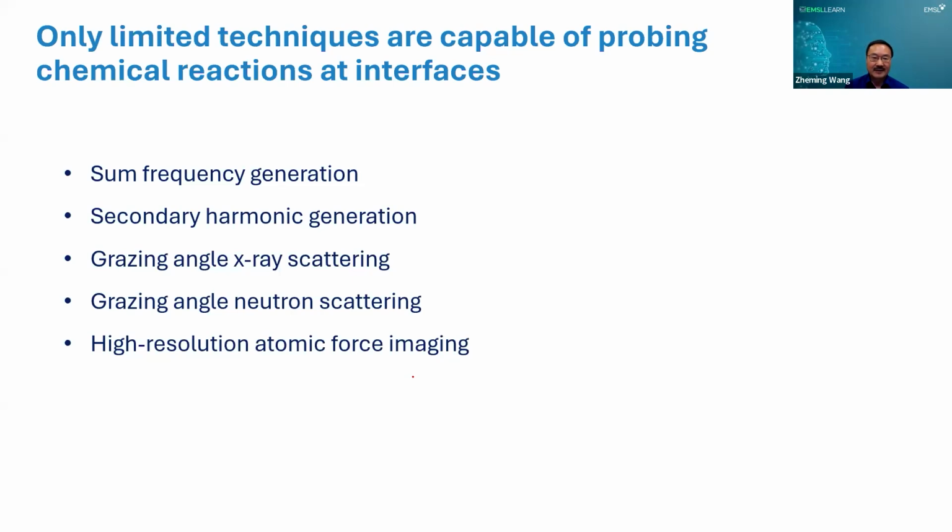That's where sum frequency generation and second harmonic generation, which is a special case of sum frequency generation, come into play. These techniques can actually give exactly the bond vibrations, how chemicals interact, and from this information we can get a lot of characteristics and parameters about these reactions and chemicals.